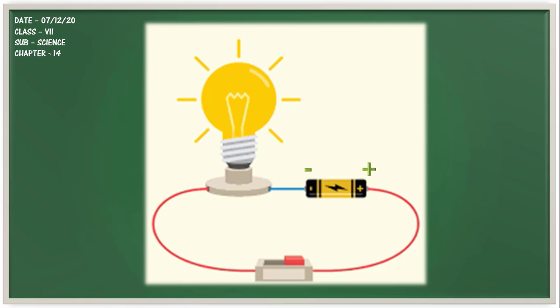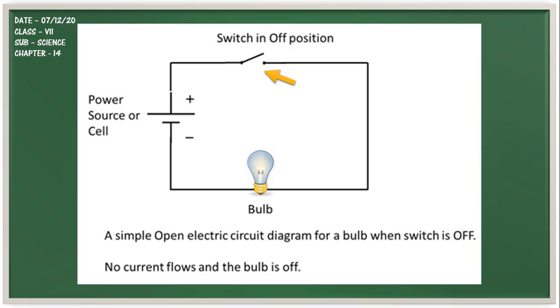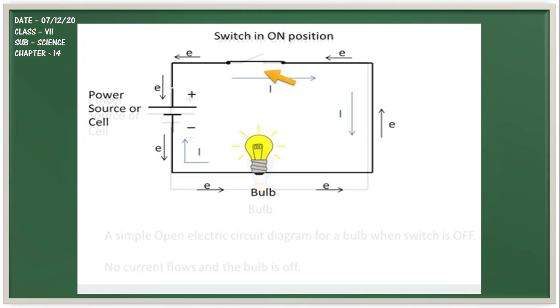If we open the switch so that it comes in the off position, then a gap is created between the two ends of the copper wire. Due to this, one terminal of the cell gets disconnected from the bulb and therefore the current stops flowing in the circuit. Therefore, when the switch is open, the circuit breaks and no current flows through the bulb. The bulb stops glowing. When the switch is in the circuit, which means when it is closed, then the switch is said to be in an on position.